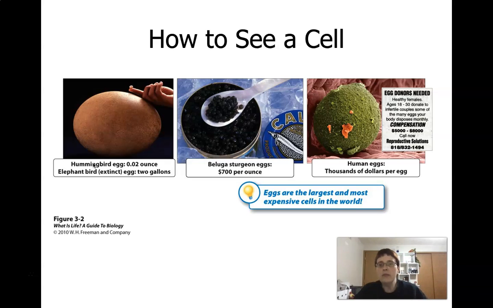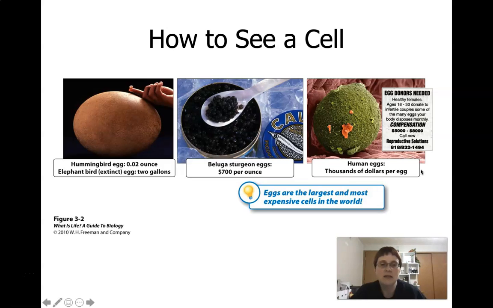So you can also see hummingbird eggs. They're tiny as well, but they're actually some of the bigger eggs that you can see. Fish eggs, those are also ones that you can see with your naked eye, as well as frog eggs. And these are starting to become some of the most expensive eggs in the world, including human eggs.